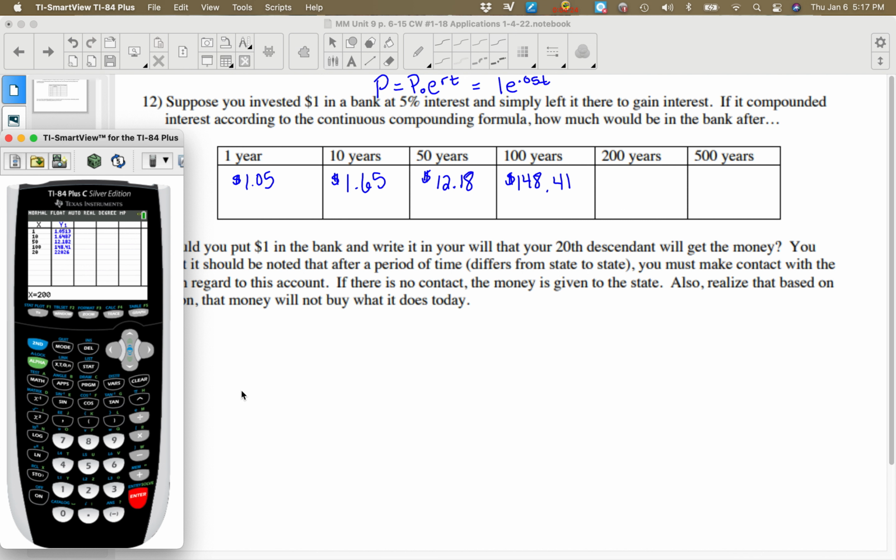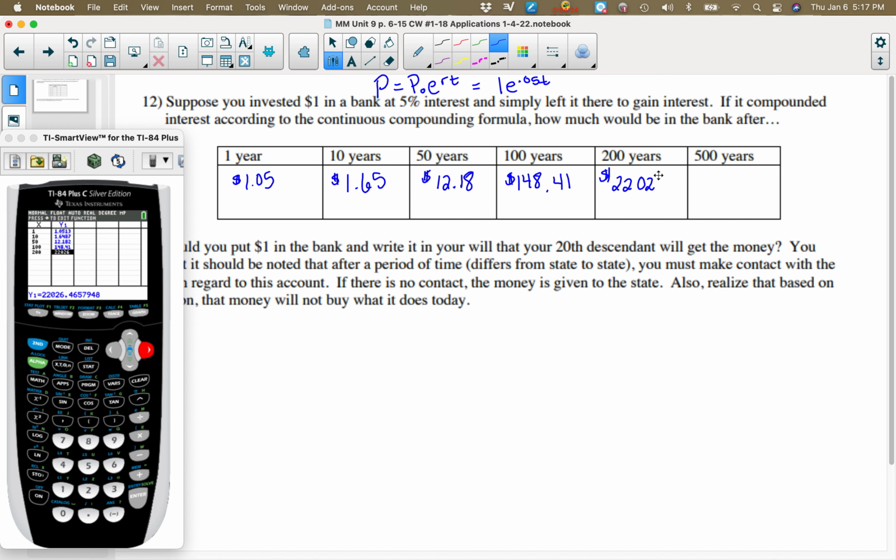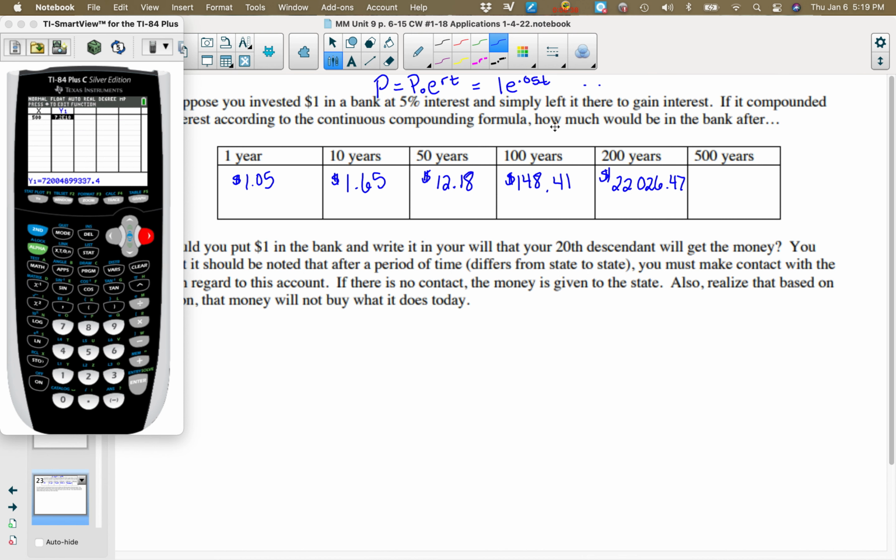Type in 200, and all of a sudden we see this jump, and I need to go up here to see what that value is. So we have $22,026.47. And if we type in 500, okay, my calculator has frozen. Okay, back in business. So notice this huge number, and this is actually over $72 billion.